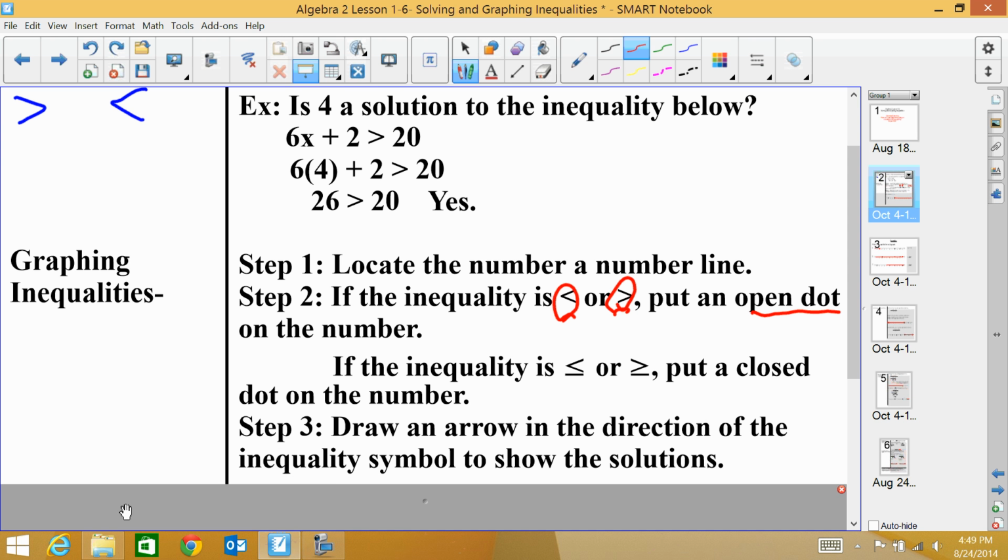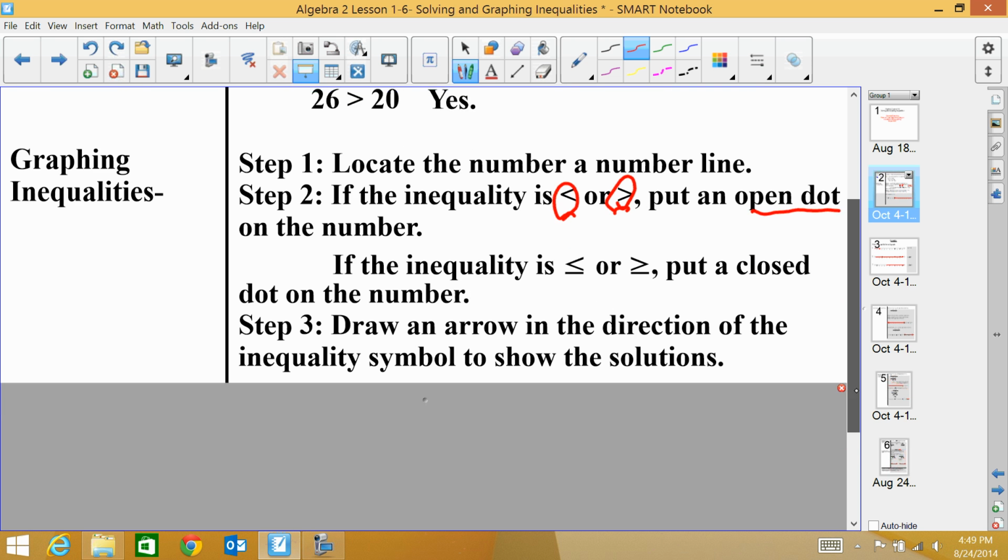And then finally, you're going to draw an arrow in the direction of the inequality symbol to show the solution. So if it's greater than, it points to the right like this, then the arrow is going to point right to show greater than. If the inequality symbol points left and it's less than, then your arrow is going to point to the left. So let's go over that a little bit.